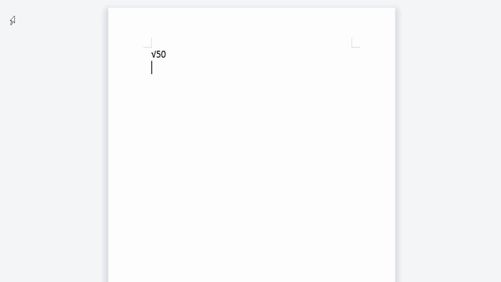Today I will discuss how to simplify radicals. Now, let's take a look at the screen. We can see that this is square root of 50. We all know that 50 is not a perfect square, so we cannot simplify it using this radical sign.